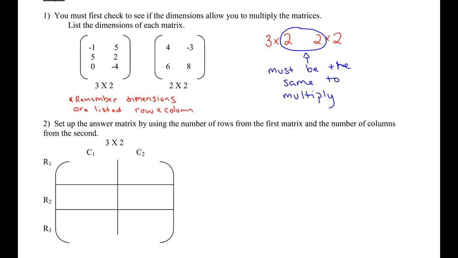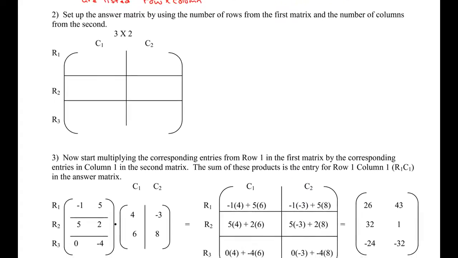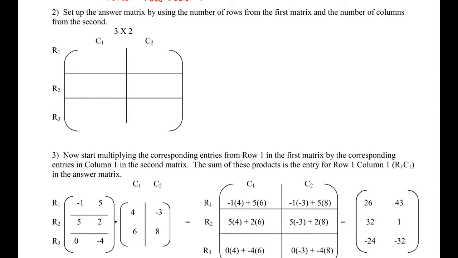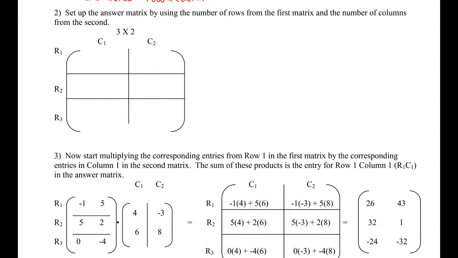So after you decide whether or not you can multiply them, the second step is to set up the answer matrix by using the number of rows from the first matrix and the number of columns from the second matrix. Right, so if we look at our dimensions again, the 3 by 2 and the 2 by 2, I use the inside ones to determine if I could multiply them. I'm going to use the outside numbers to determine the size of my answer matrix.